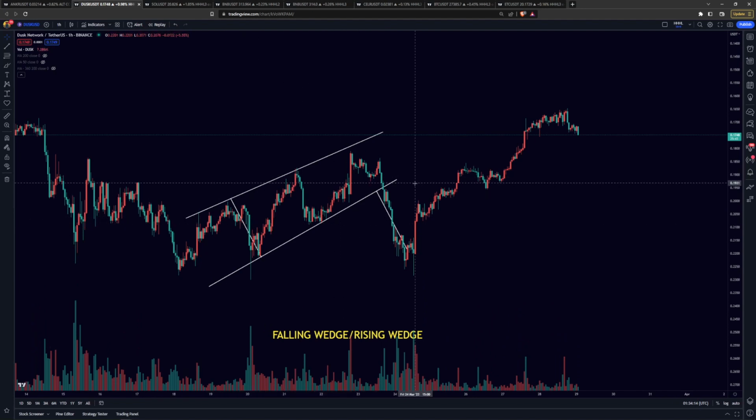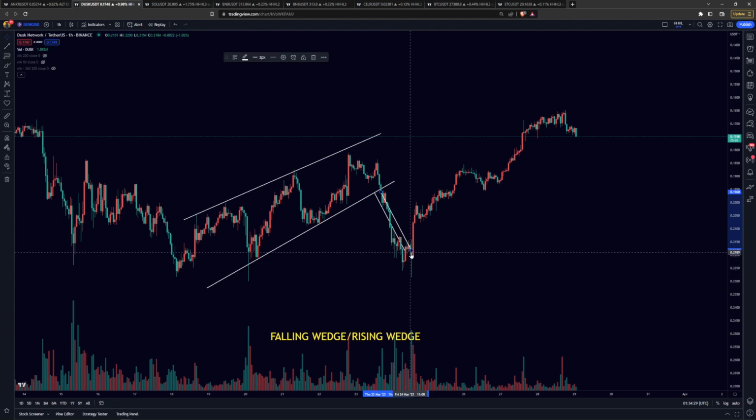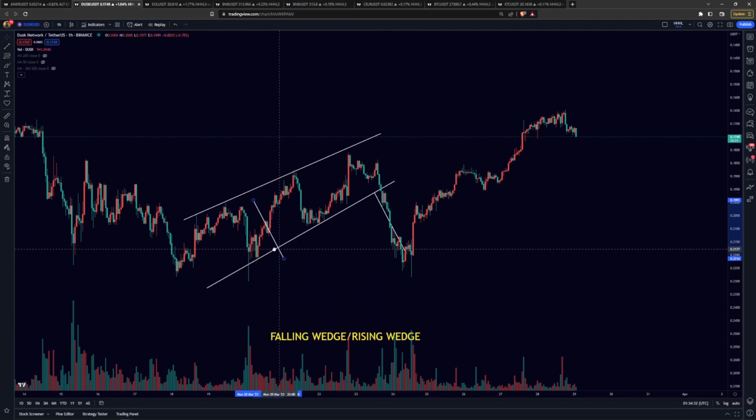So the measured move is the depth of the pattern, and it's the widest part of the pattern. So the distance from this upper trend line down to the lower trend line, that's where you get this measurement from. And if you bring it over here to where the breakout point is, this will give you an approximate distance for that measured move of the pattern.